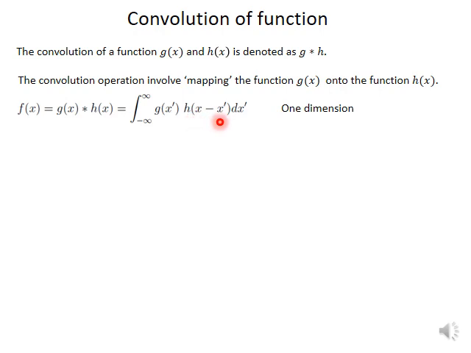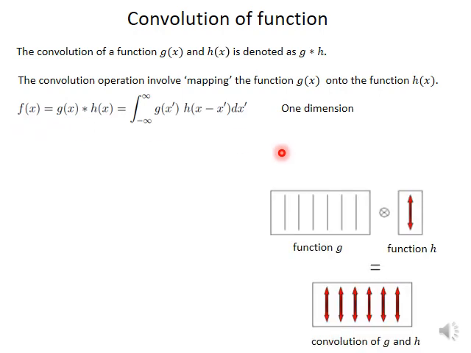What it means graphically is shown here. So you have a g of x function, which is kind of a delta function, and an h of x function, which is some kind of shape, a double-sided arrow shape like this one. And if you convolute these two functions, the convoluted function is something like this, where this arrow-like shape gets mapped on each of these delta-like functions.